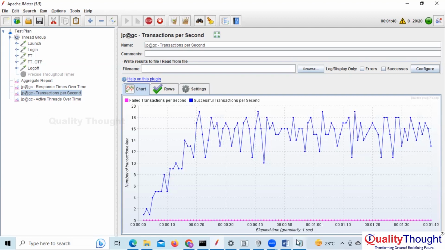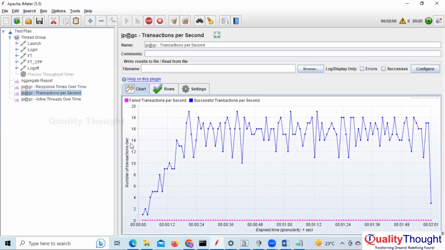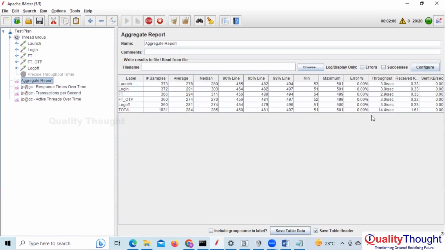Now again, my target is to achieve like 100 TPS. It is achieving 16 TPS overall. My target is to achieve 100 TPS, right? With the 20 users, it is achieving 16. My target is to achieve 100 TPS. Now tell me the calculation. You tell me the calculation. What I need to do. What is my maximum response time here? What is my maximum response time?